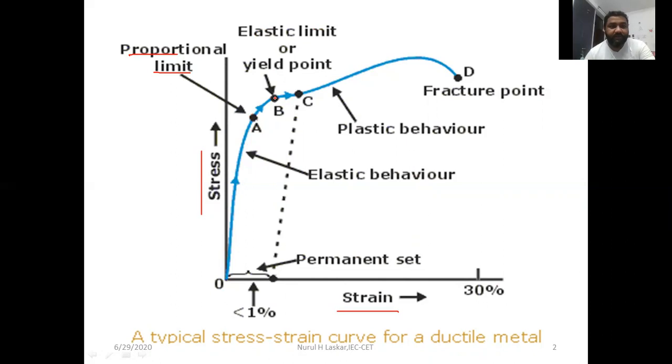And then another point is given, the yield point, or the elastic point. This is the point at which if you remove the load, the body will come back to the original position, but with a little deformation. And beyond this point, the yielding starts, and it will go on until the fracture occurs. Now there are a few points: A, B, C, proportional limit, elastic limit, yield point, and then the permanent set. What is permanent set? That I am going to define.